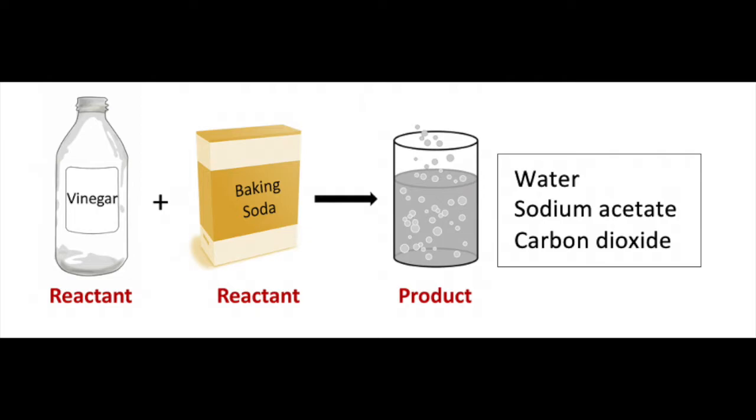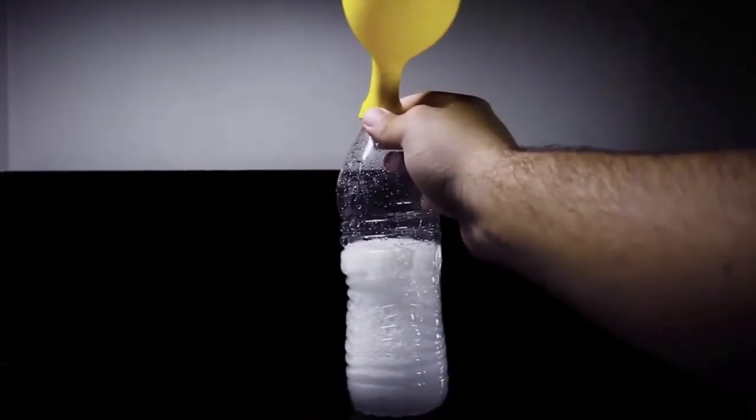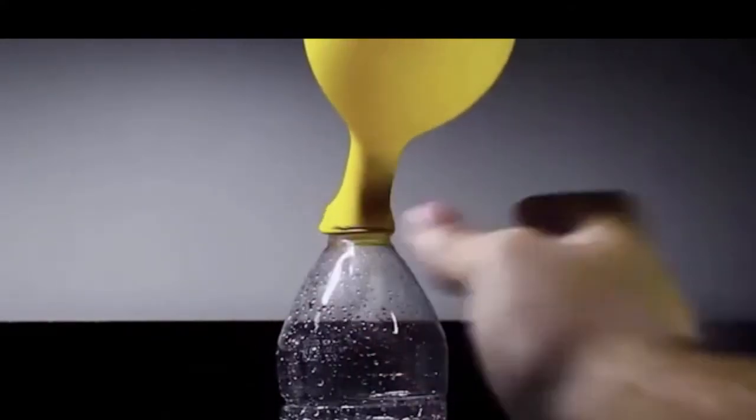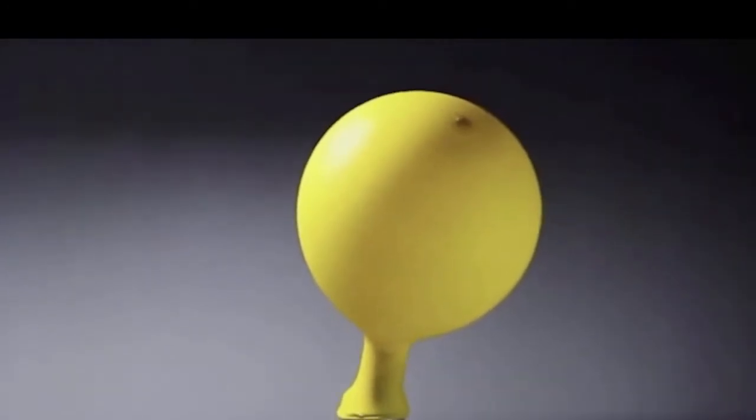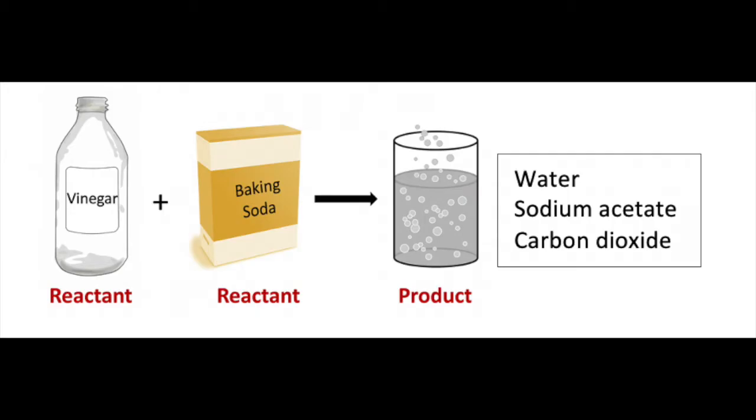Carbon dioxide is a gas, and we know that one of our products is a gas because of the bubbles. Another way that we know that one of the products is a gas is because we can capture it by putting a balloon on the top of the bottle we perform the reaction in. Here is a picture summarizing the reactants and products in this reaction.